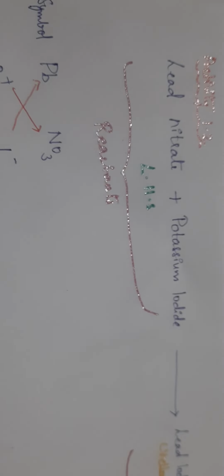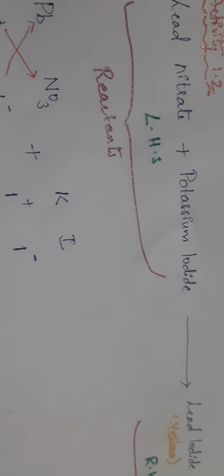So lead is Pb, and nitrate is NO3. When the valencies or charges are exchanged, because the lead charge is 2, we have to put a bracket and put 2 below it. So the lead nitrate formula is Pb(NO3)2. Let us derive the formula of potassium iodide as well.